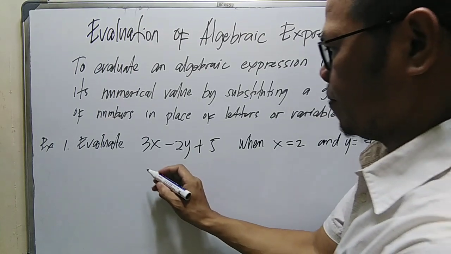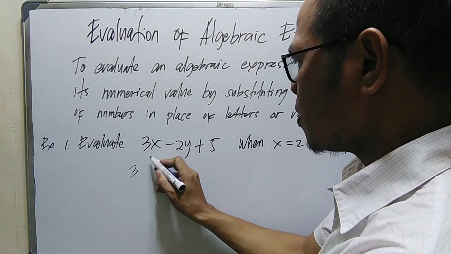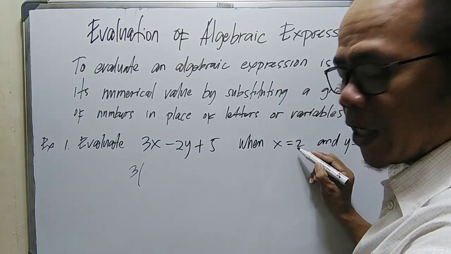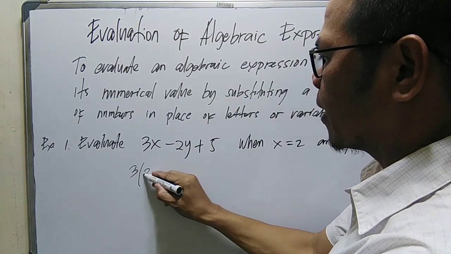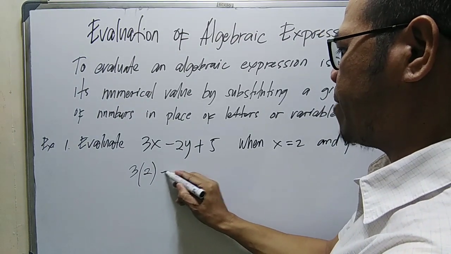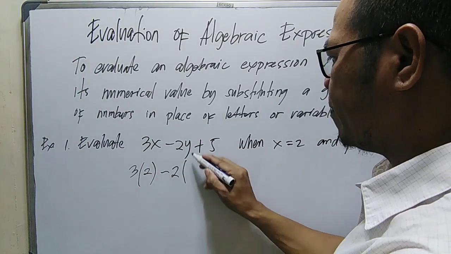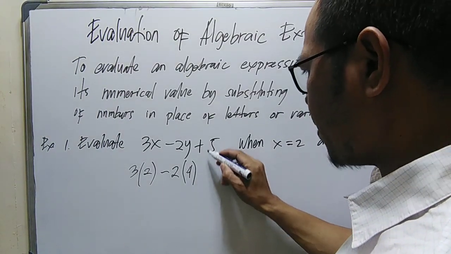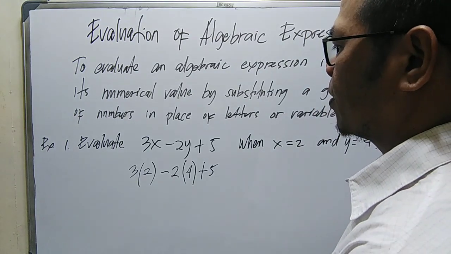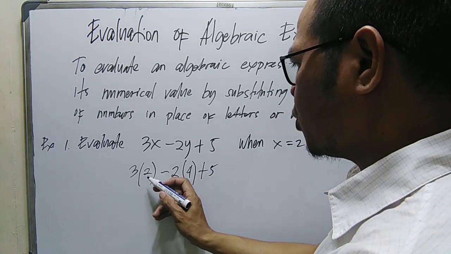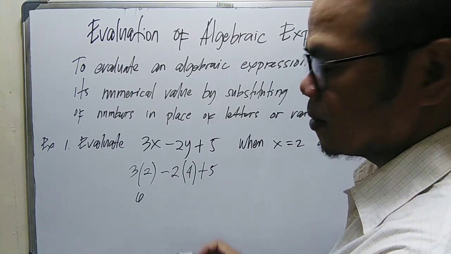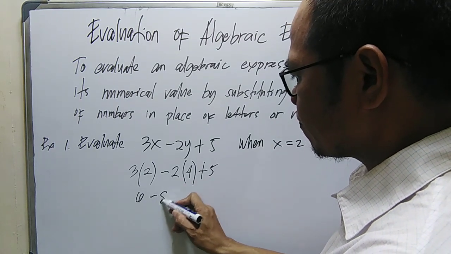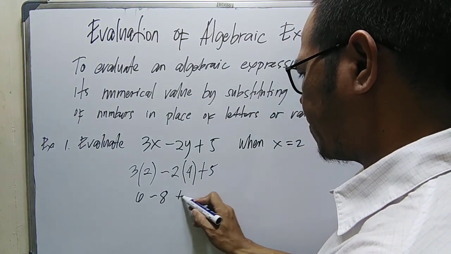Okay? So, kopyahin natin si 3. Then yung x, alisin natin si x, palitan natin ng value ng x na 2. Then, kopyahin natin si minus 2. Then yung y naman, yung value ng y is 4. Then, kopyahin na natin si 5. Wala siyang variable eh. So, 3 times 2 is 6. Kopyahin natin si negative 2 times 4 is negative 8. Kopyahin natin si plus 5.